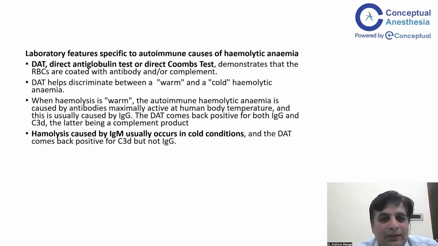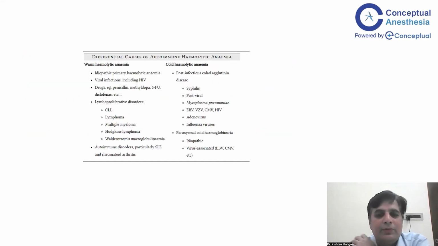Further lab features will be the Coombs test. You can do a direct Coombs test and an indirect Coombs test. The direct Coombs test is used for differentiating between warm and cold hemolytic anemia. Warm hemolytic anemia is caused by antibodies which are maximally active at human body temperature. That is why it is warm, and it is usually caused by IgG type of antibodies. Hemolysis caused by IgM occurs usually in cold conditions. So this is warm hemolytic anemia and cold hemolytic anemia.